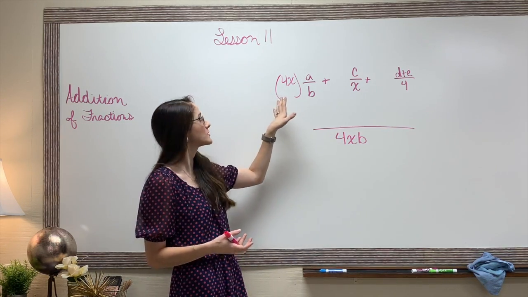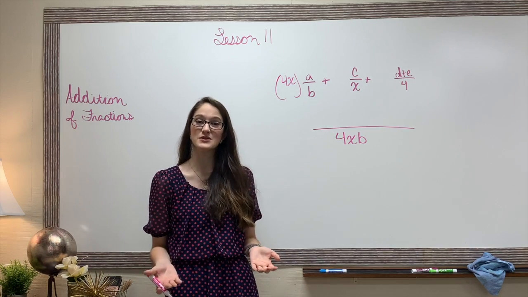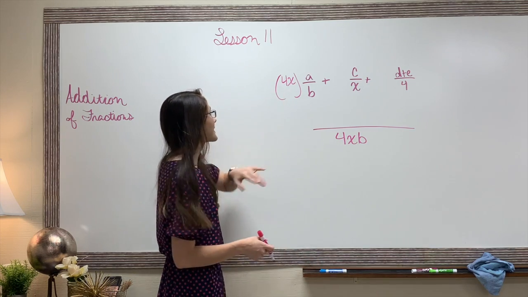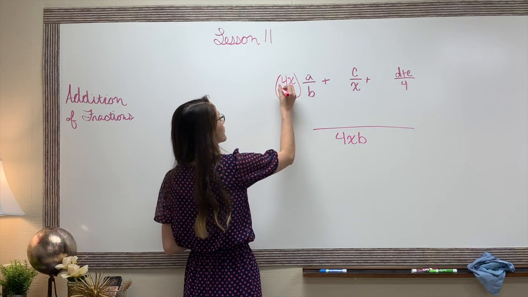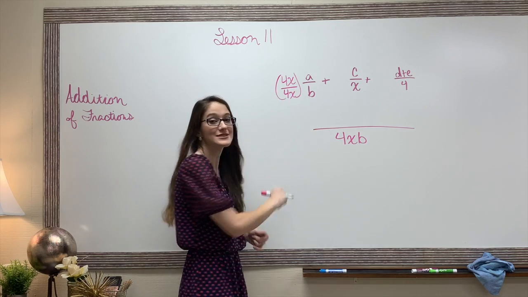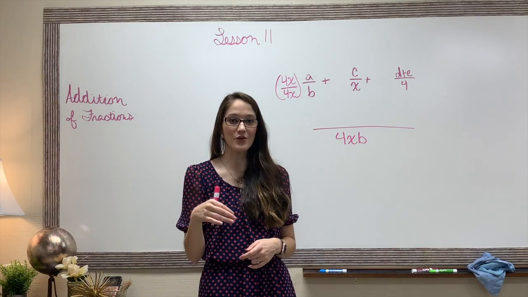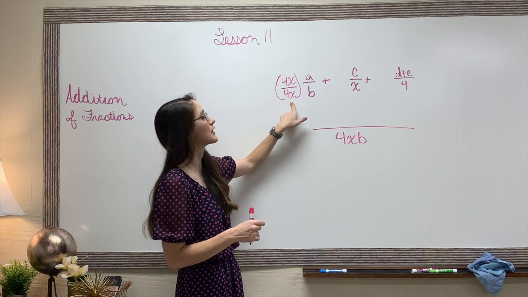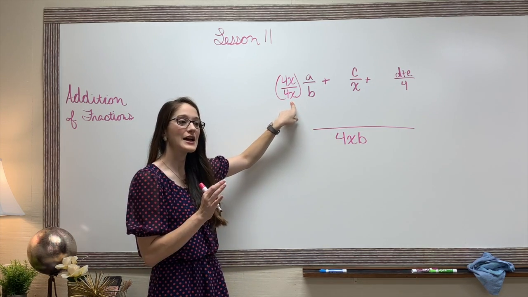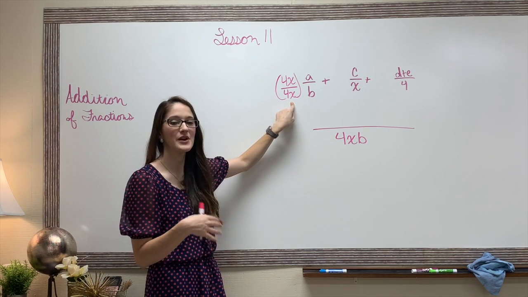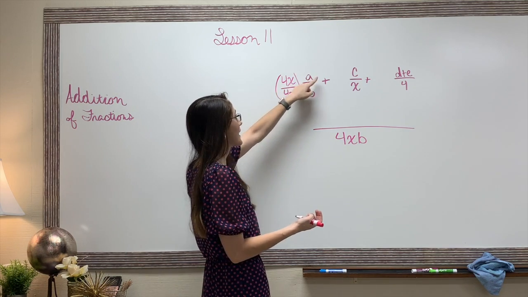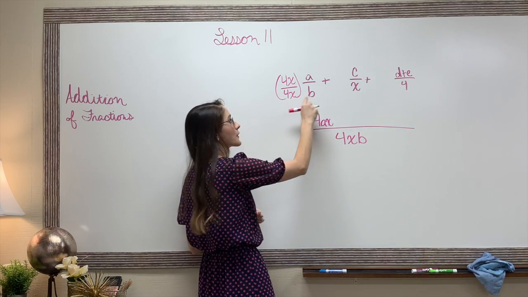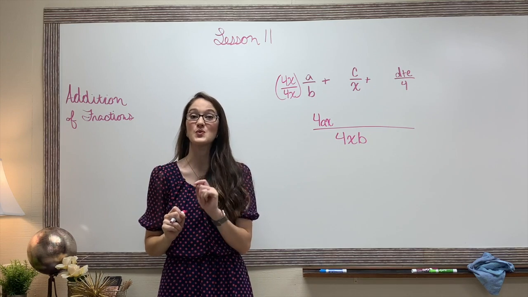So I can't multiply it by 4x, but I can multiply it by 1 because anything times 1 is itself. So 4x does not equal 1, but 4x over 4x does equal 1. Something divided by itself is 1. So if I multiply a over b by 4x over 4x, I have not changed the value of this problem, just the way it looks. So 4x times a is going to be 4ax, and then 4x times b is going to be 4xb, which is what I want.